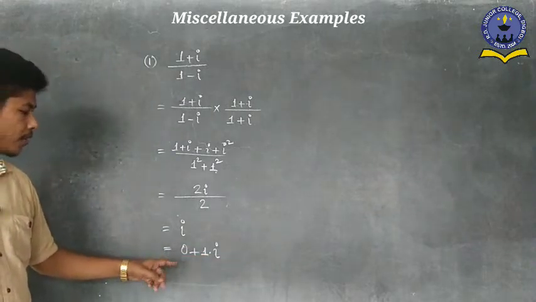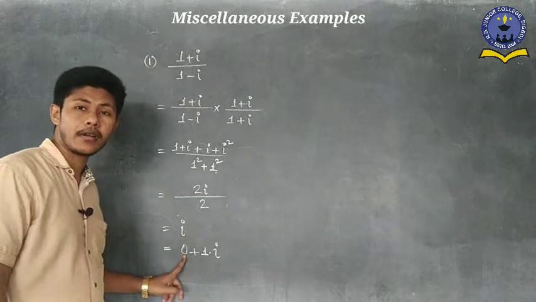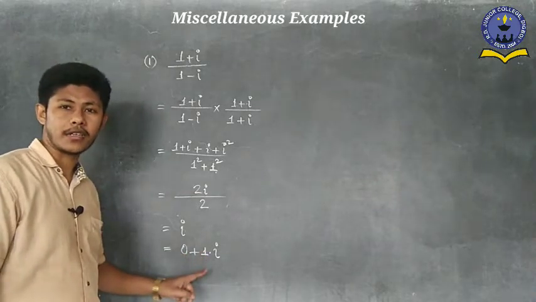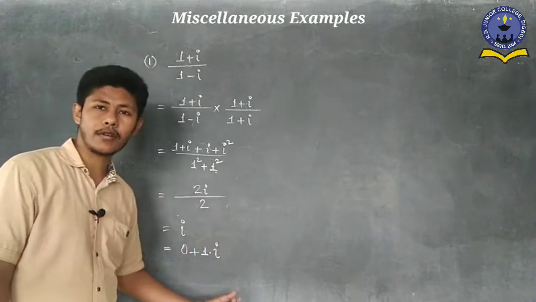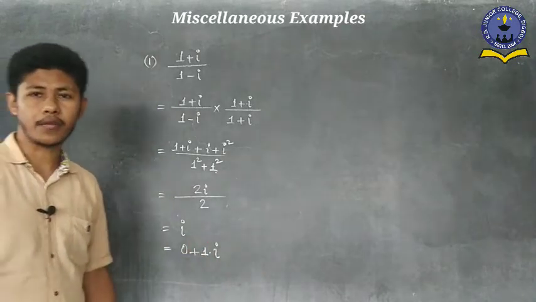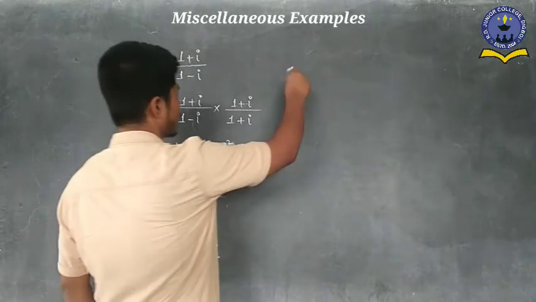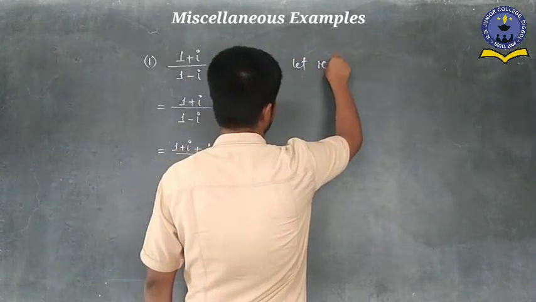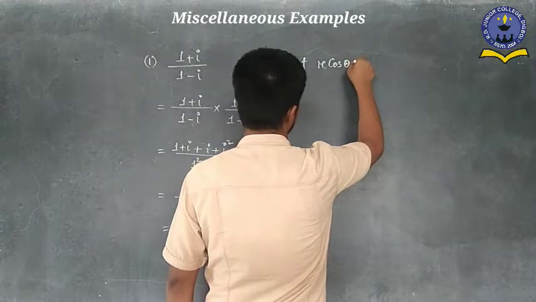So for that reason, this one is the real part and this one is the imaginary part. Real part equals r cos theta, and the imaginary part equals what? R sin theta we have to write. So first of all, let r cos theta equal 0.